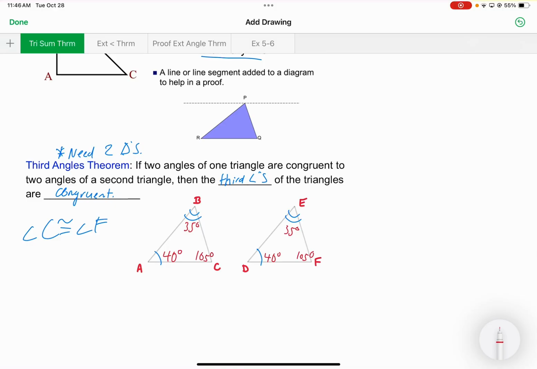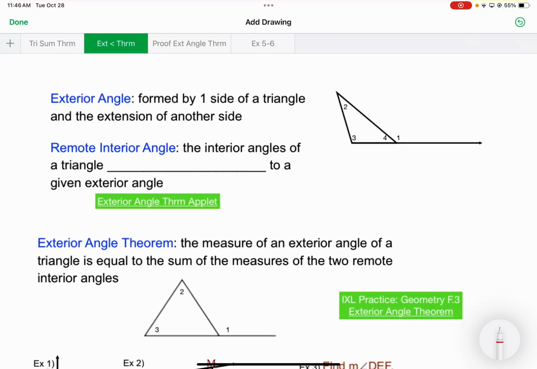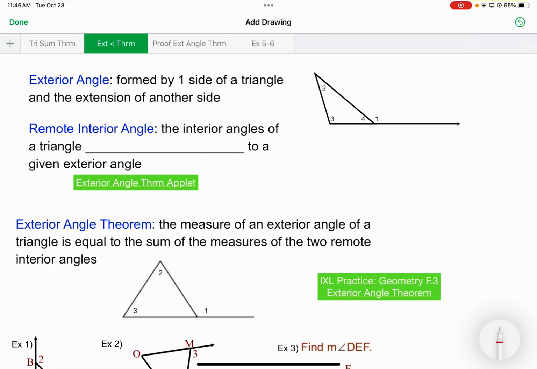Okay. All right. Let's talk about something called exterior angles. You guys know what exterior means. It's on the outside. So an exterior angle is an angle that's formed by one side of a triangle and the extension of another side. If I take a triangle and I extend one of the sides, the angle that's formed on the outside there is what's called our exterior angle. So angle 1 would be an example of an exterior angle, okay?